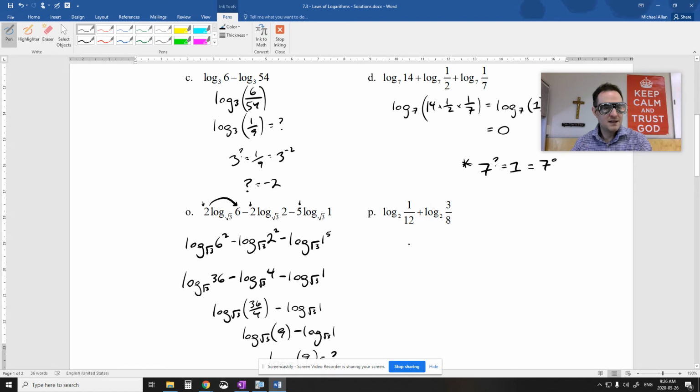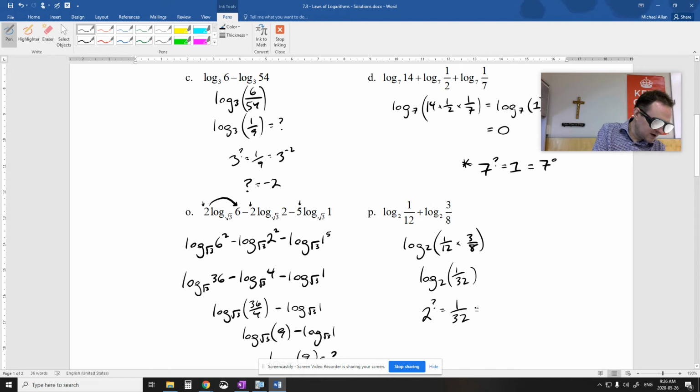There's a plus sign here, so we are going to multiply our 2 numbers that are inside those logs. Keep the base 2. Not going to do anything with the base 2. So 1 over 12 times 3 over 8. And in the brackets here, a fraction. So I got 1 over 32. Now 2 to the something has to equal 1 over 32. 32 is 2 to the power of 5. I think we saw that in a previous worksheet.